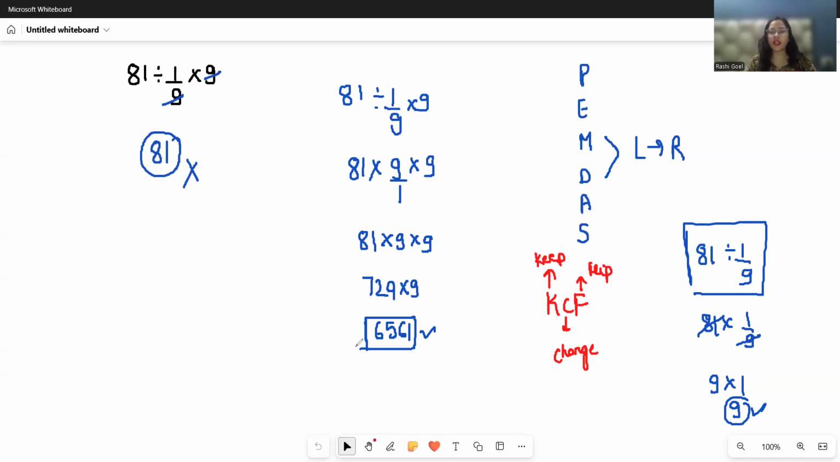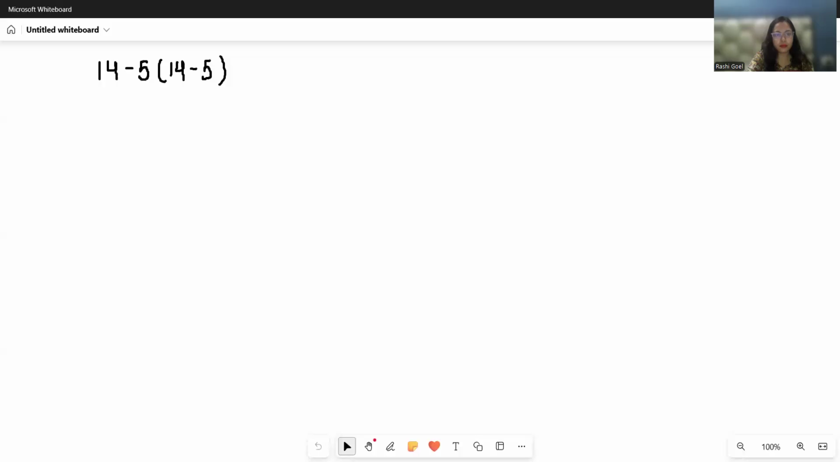So now let's move forward to the next expression. The expression is 14 minus 5 bracket 14 minus 5. We solved similar questions. So if you know the answer, comment down below. 14 minus 5 is 9, and 14 minus 5 is 9, and 9 times 9 is 81. Is your answer 81? Tell me in the comment box. If it is, then you took a wrong approach, because this is the wrong answer.